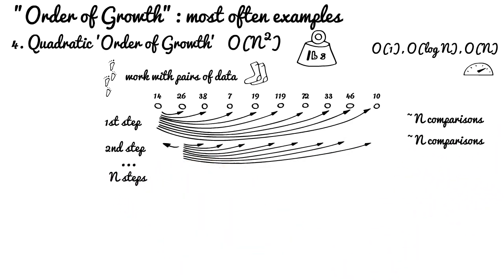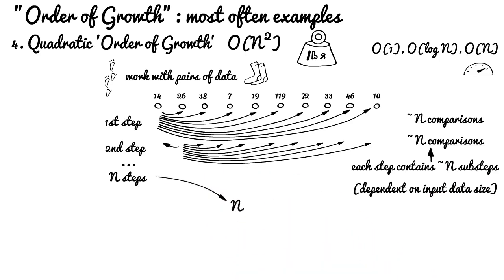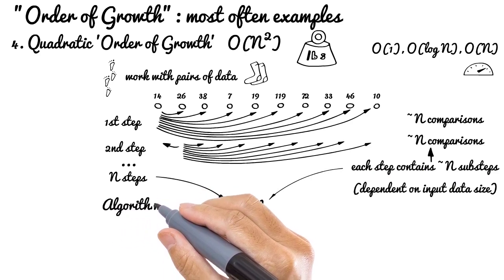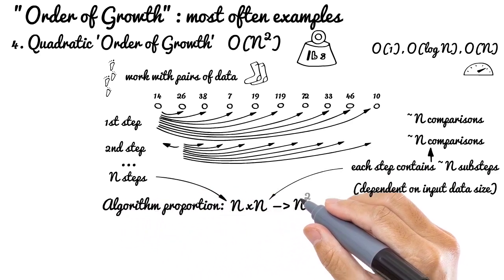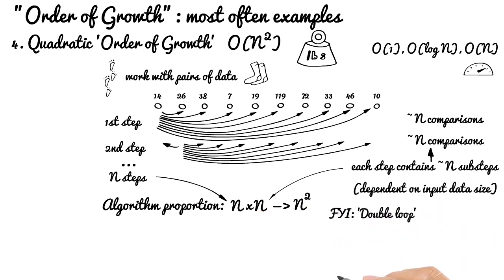Remember, linear order of growth was linear because for each value you have the same amount of operations. For example, 3 operations: read, calculate, write. For the current quadratic example, the number of operations on each step is dependent on input data size. For simplicity, we can imagine that on each of n steps, the number of operations is proportional to n. Overall, the proportion between input data size and runtime therefore is n powered by 2. Those familiar with software development can imagine a double loop operation, or a loop inside another loop, which is a good example for big O n power by 2.